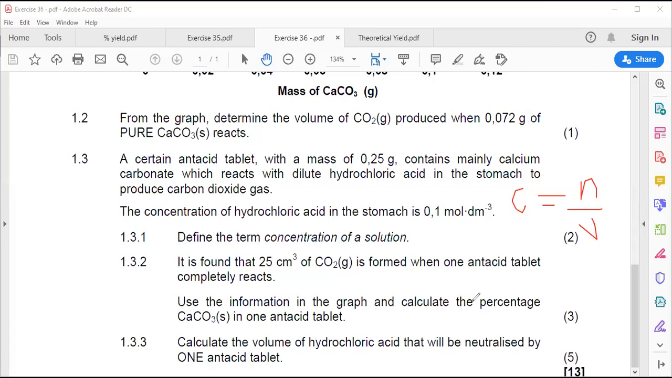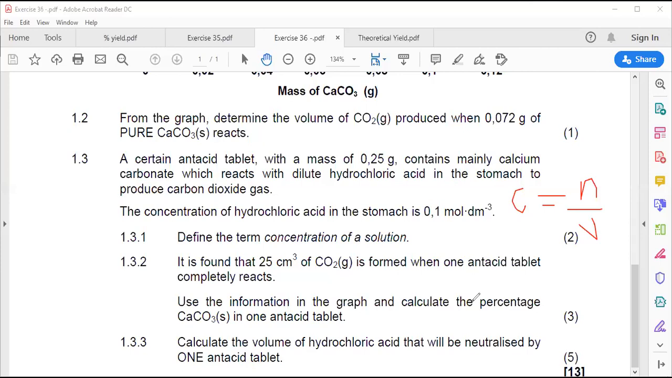The right answer will be the amount of solute, not solution, per given volume or per unit volume. Or you can say n represents the amount of moles, isn't it? And what is it that we dissolve in a solution? It's your solute. So it's the number of moles of solute per unit volume. That's the definition for concentration of the solution. Right, then we move on to the next one.